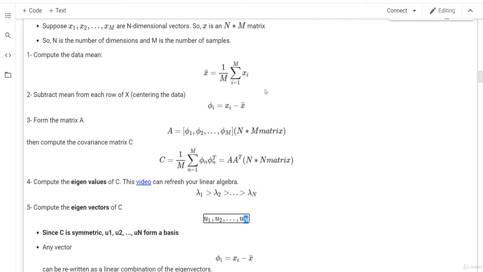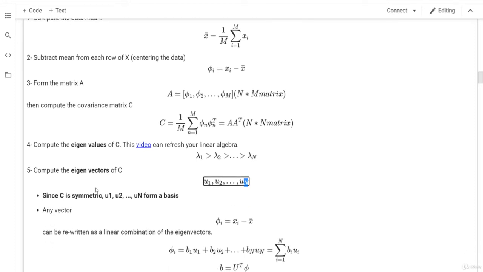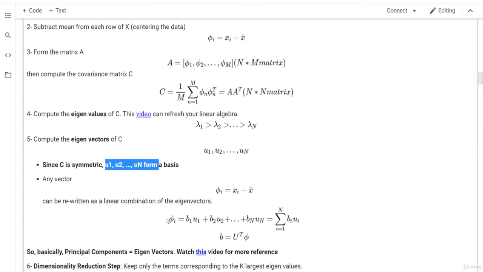So this is what we mean by a symmetric matrix. Since C is symmetric, we have a theorem in linear algebra that says that if a matrix is symmetric, then the eigenvectors of this matrix form a basis. So what do we mean exactly by a basis? It basically means any example can be a linear combination of the eigenvectors.